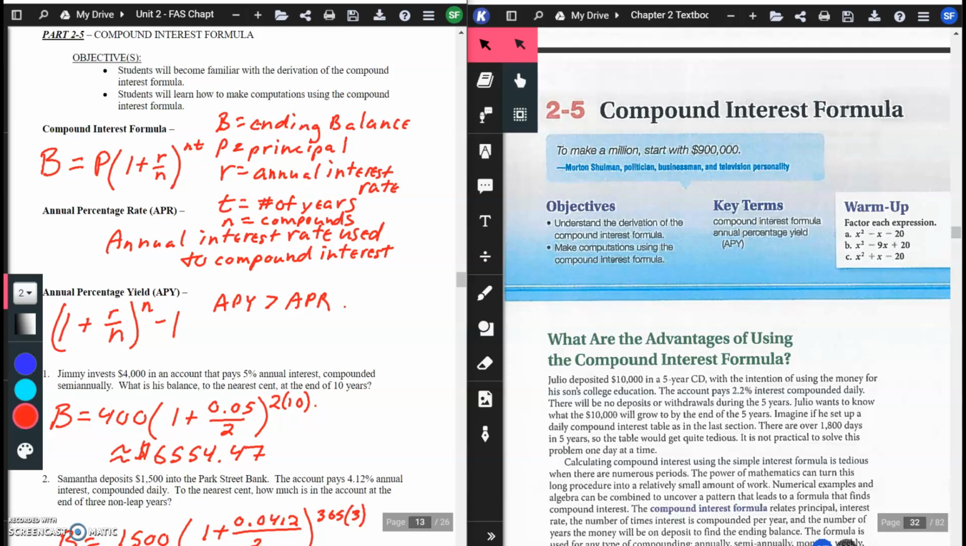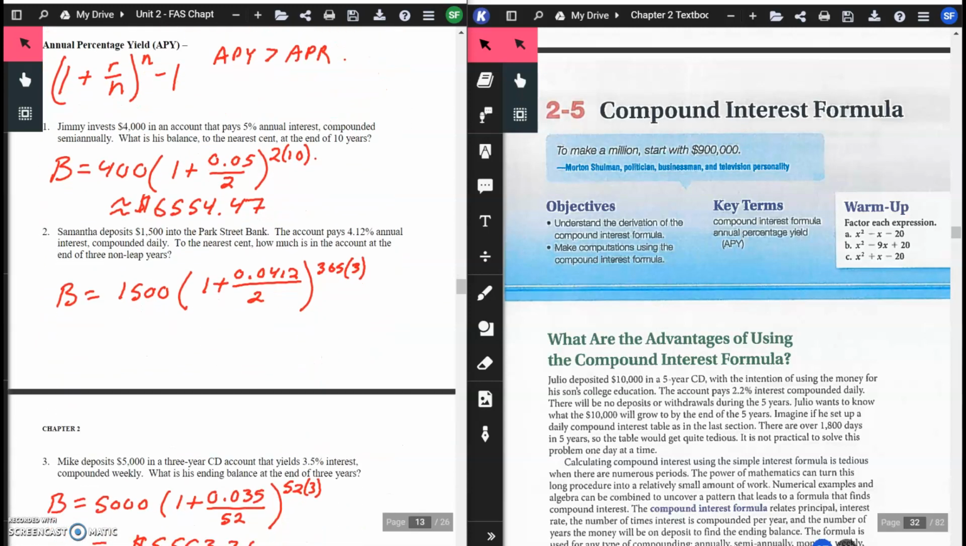We have an annual percentage rate, or APR. So if you hear of APR, it's annual percentage rate. And then we also have APY, which is annual percentage yield, which has a formula as well. So we can always refer back to these formulas because we have open notes. Make sure that these formulas are written down.